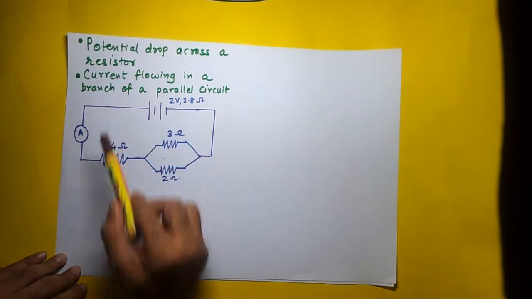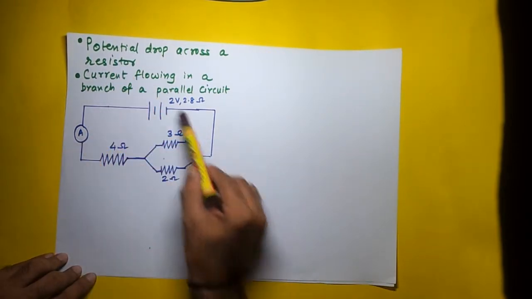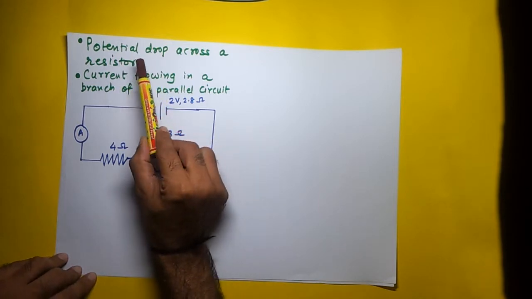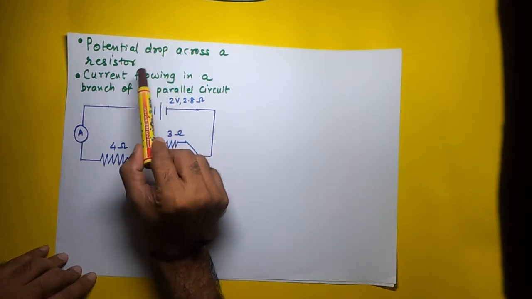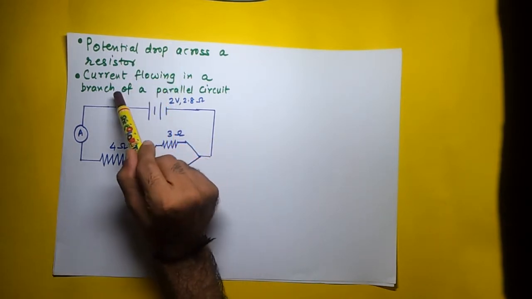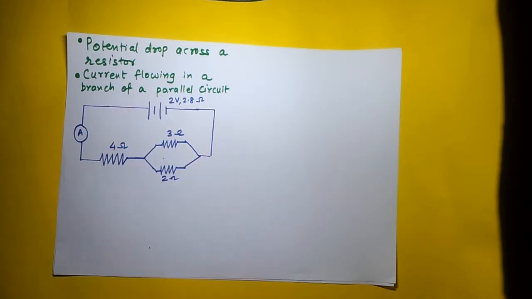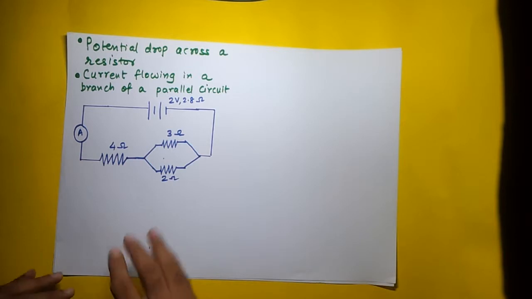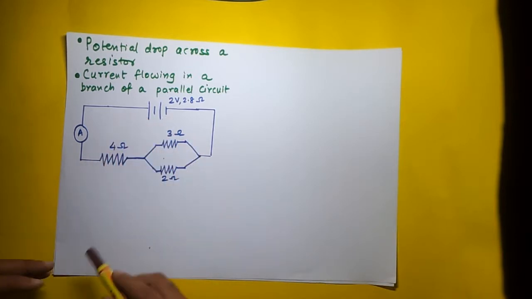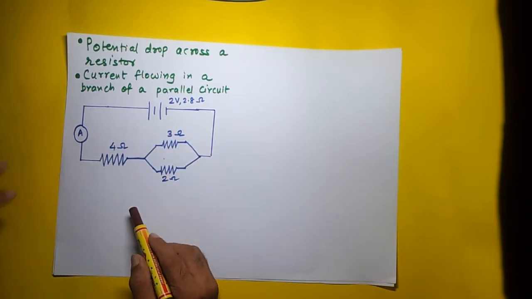So I'm going to address these two things and try to explain to you with the help of this electric circuit how to find out the potential drop across a resistor, and then how to find current flowing in the branch of a parallel circuit. So for that I have taken this circuit, and we will be solving this question and trying to get an answer to both these things. Okay.